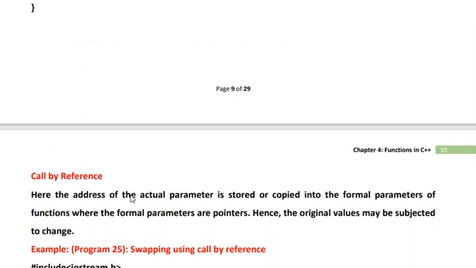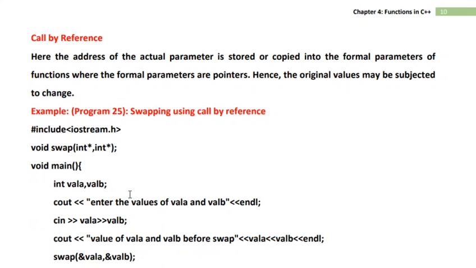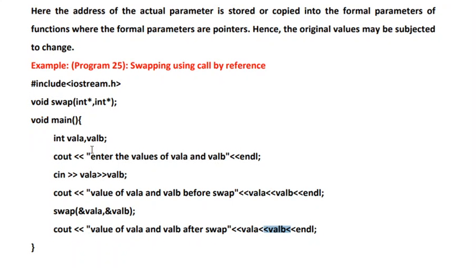And in case of call by reference, we pass the address of the actual parameter to the formal parameter. So whenever we pass the reference, if any change is brought about using the formal parameter, the changes may be reflected to the actual parameter. And we have explained it with the help of an example. So this is what call by value and call by reference is, right?